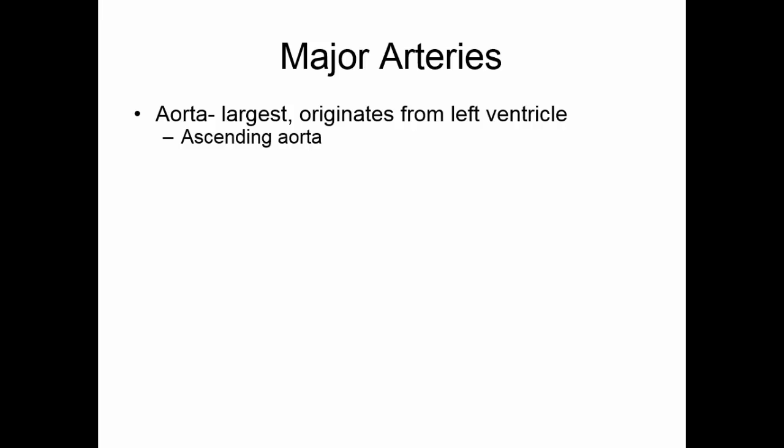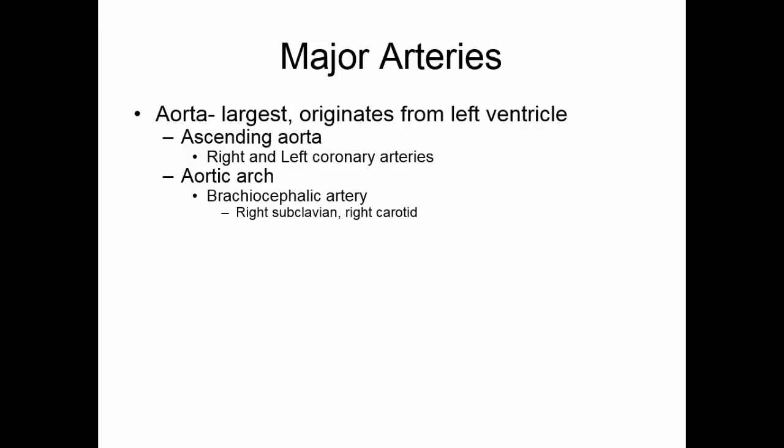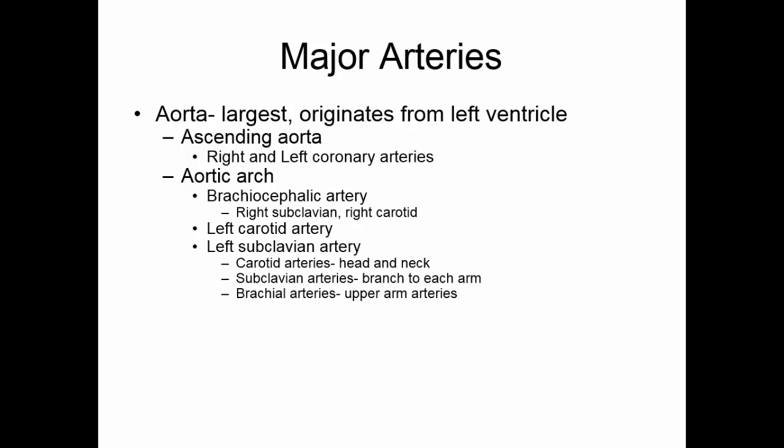This is known as the ascending aorta, and this is the part that the right and left coronary arteries come from. It then arches toward the back. This is called the aortic arch. There are three blood vessels that come off of the aortic arch. The brachiocephalic artery comes off first. It immediately branches to the right subclavian artery and the right carotid artery. Then the left carotid artery comes off and the left subclavian artery.